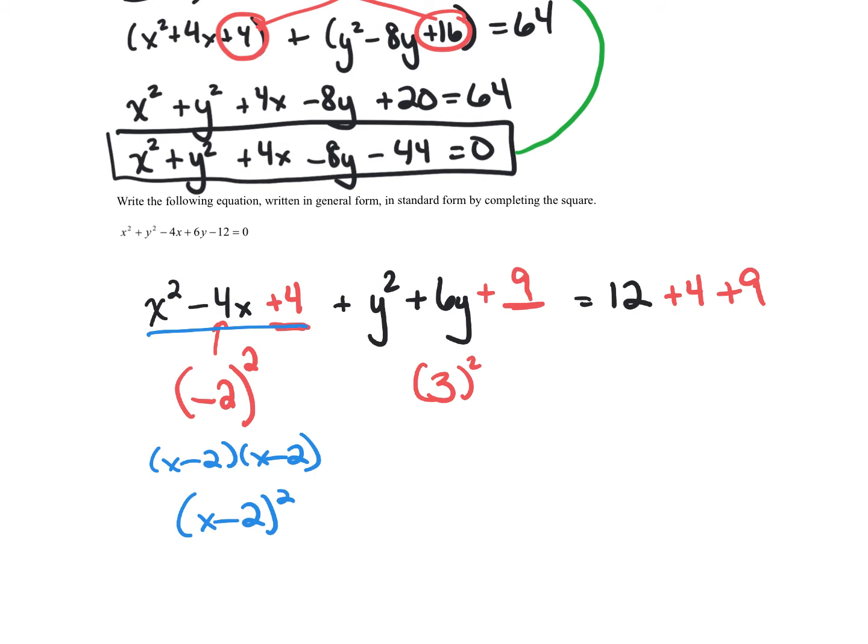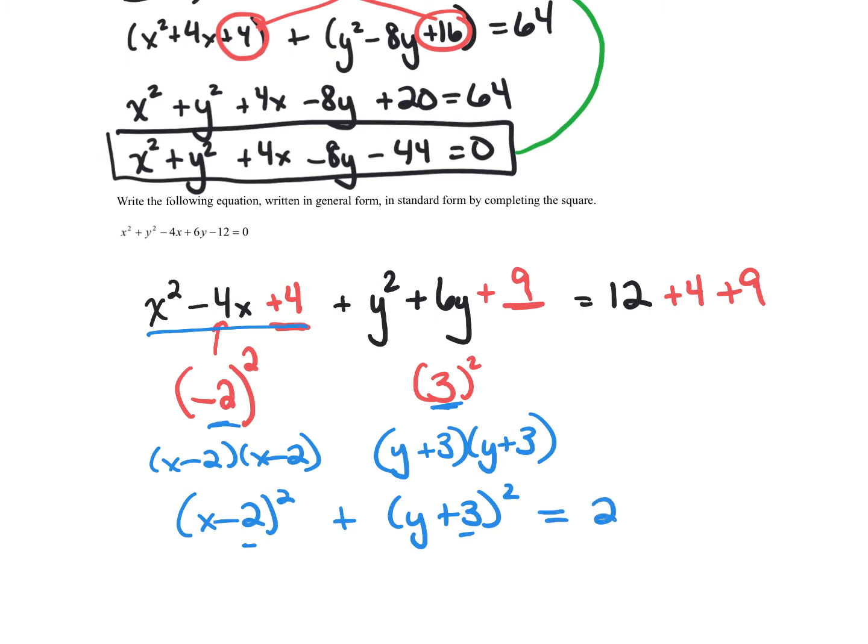Same thing for y squared plus 6y plus 9. It's going to be two numbers that multiply to 9, add to 6, which are going to be 3 and 3. And that's going to be y plus 3 squared. And you'll notice that the number 3 here is the same here, and the number negative 2 is the same here. That actually always does work. And then finally, we just add the other numbers on the other side, and I get 25.